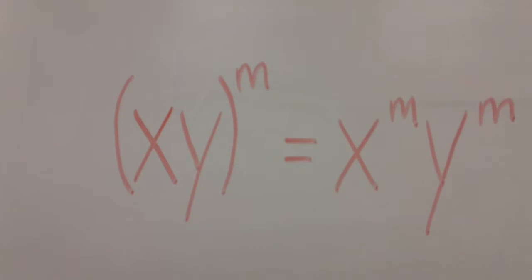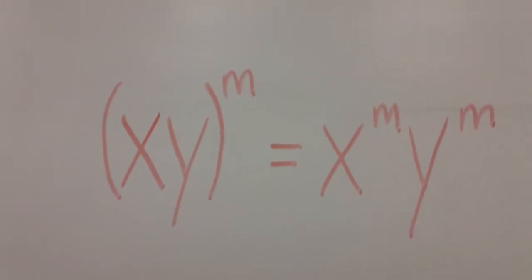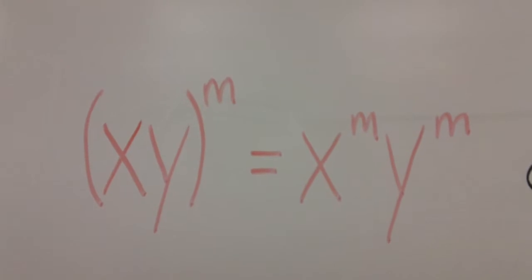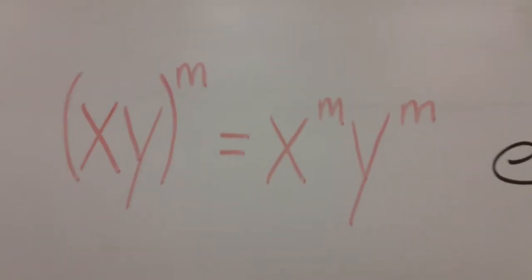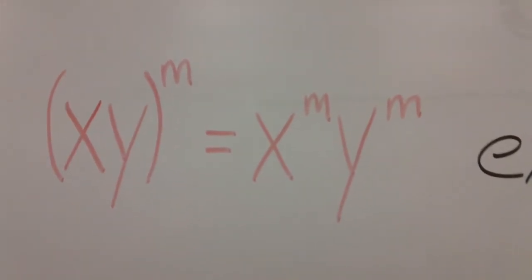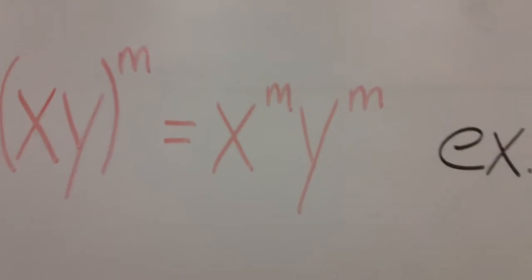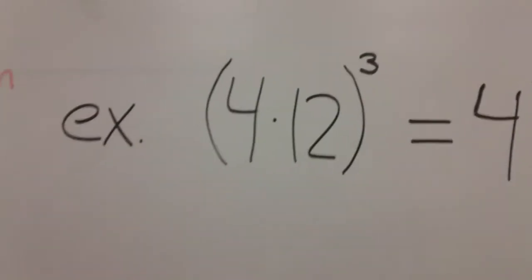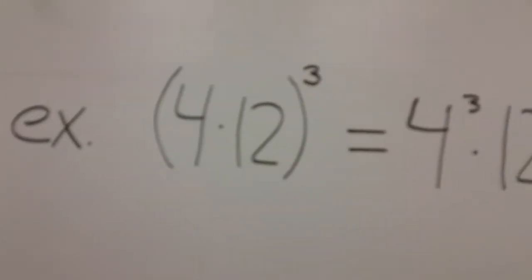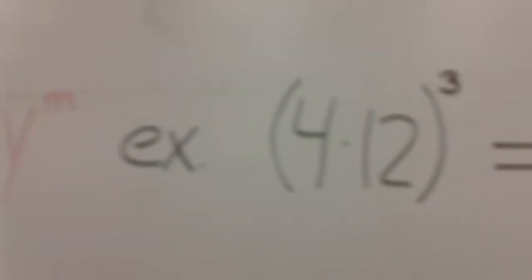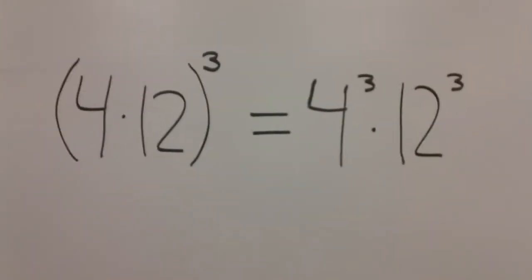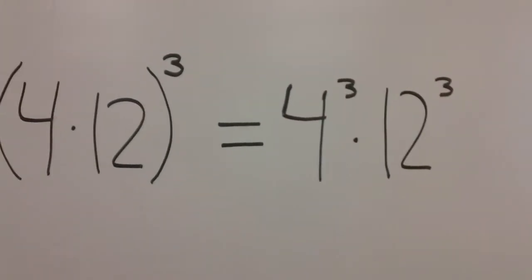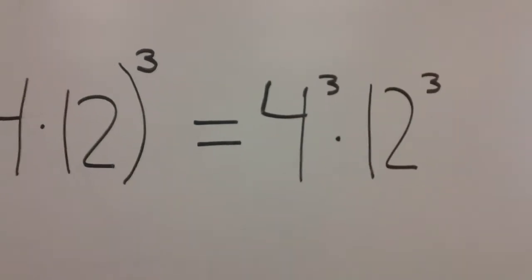Our next example is xy in parentheses raised to the m, where the m distributes itself equally to the x and the y because of the parentheses. x raised to the m times y raised to the m is how you do it. An example of this would be 4 as our x, 12 as our y, and 3 as our m. So the 3 distributes itself to both the 4 and the 12: 4 to the third and 12 to the third.